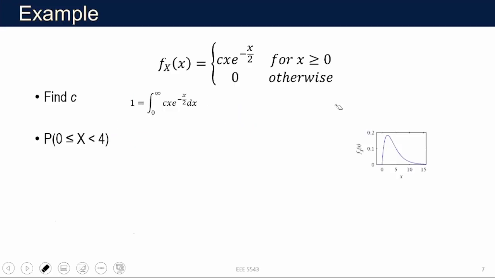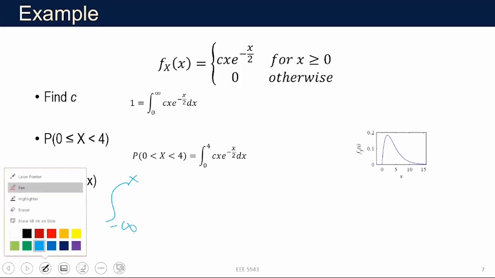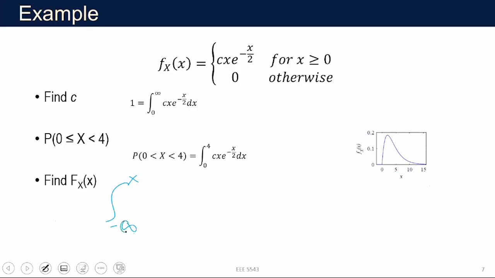So next we might ask, okay, what is the probability that x takes some value from 0 to 4? Well, this will be just the integral from 0 to 4 of our function. Then if we ask, okay, what is the cumulative distribution function of this random variable? Well, in that case, recall, this is the integral from negative infinity to x. But in this case, for any value that is less than 0, our integral is going to be 0. So we can easily just change this to 0 to x.